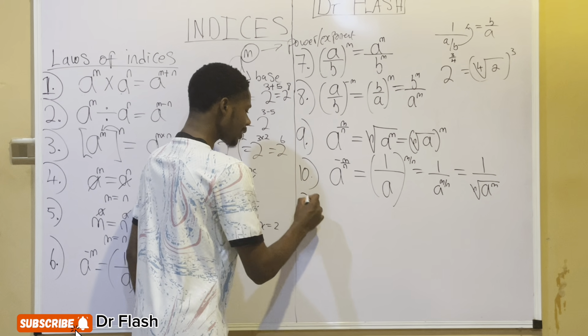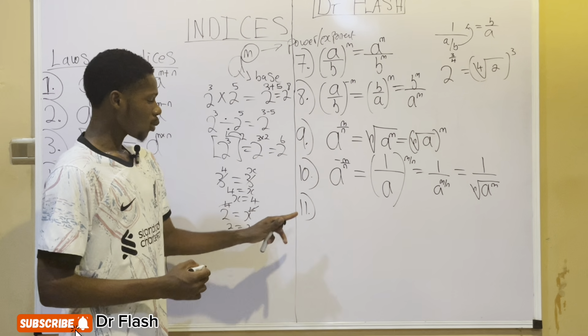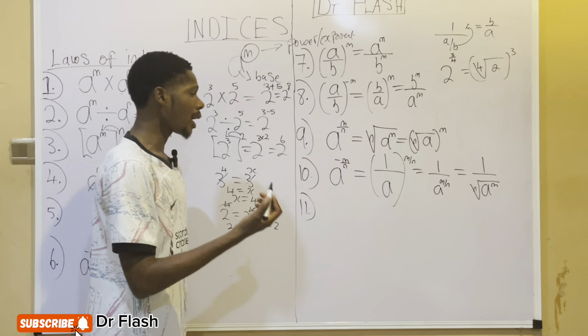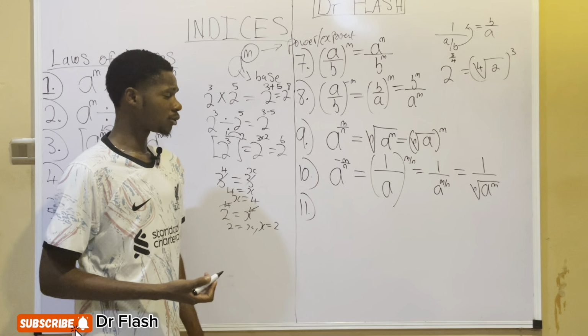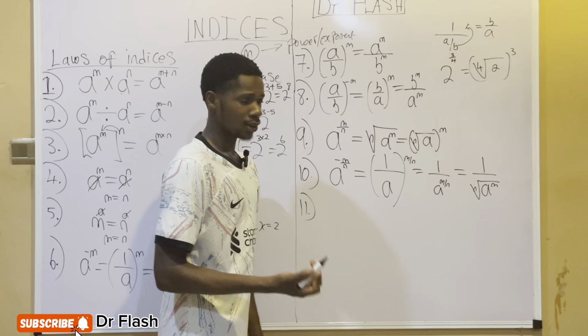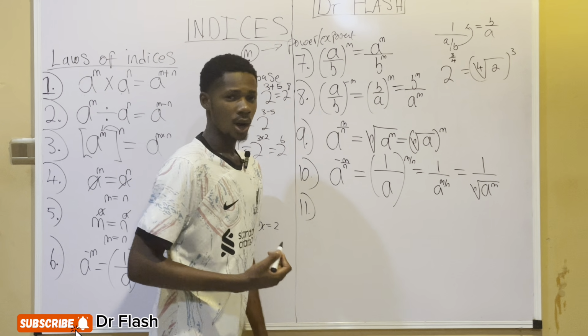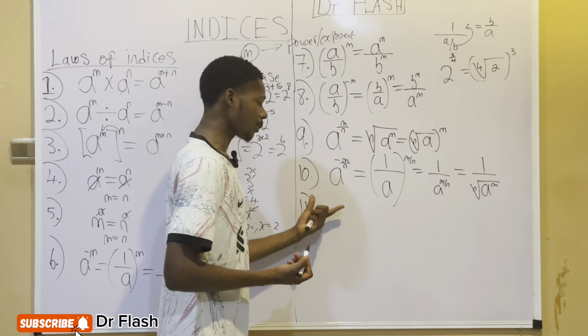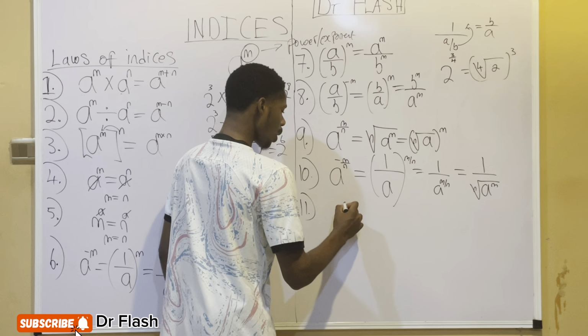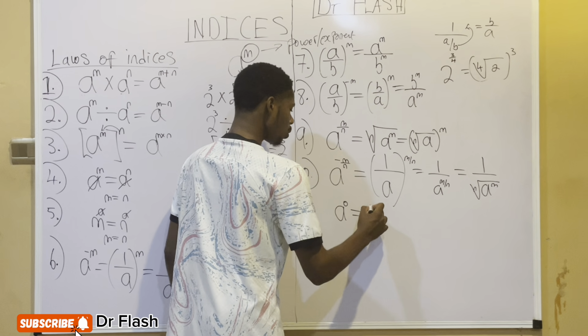Now I'm going to add something extra. We're going to include this as law 11. You should always take note that whenever a number is raised to the power of 0, that number equals 1. Now that is something you are going to understand in logarithm, so you might want to watch our videos on logarithm to understand how a number raised to the power of 0 equals 1. So a to the power of 0 is equal to 1.